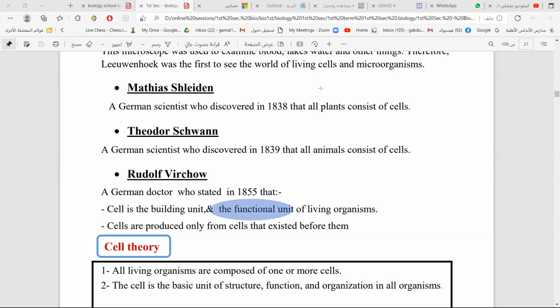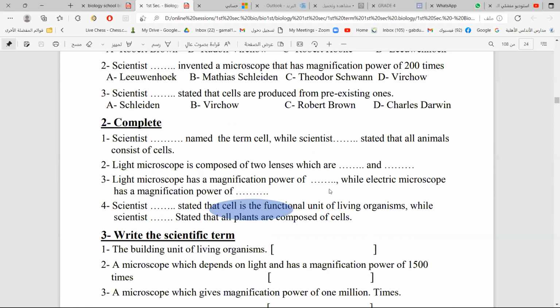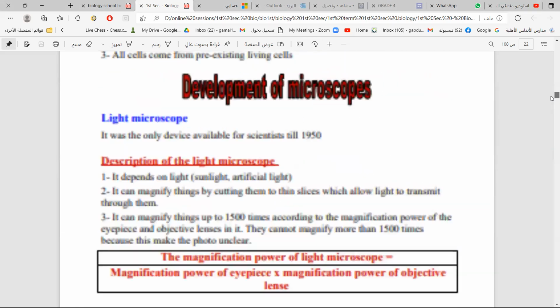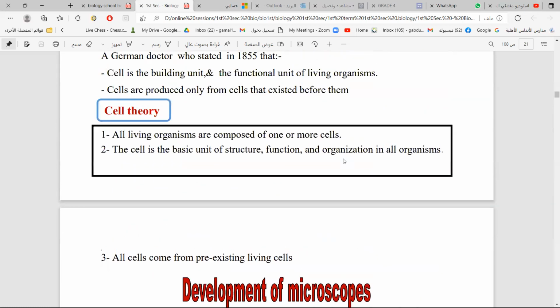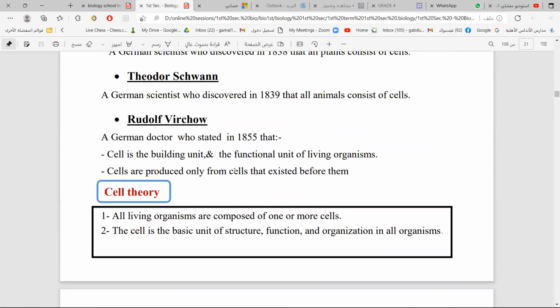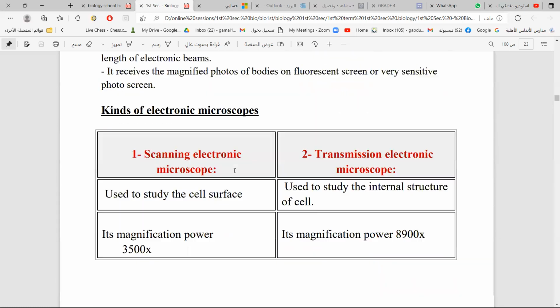Okay. The other one, he said that all animals are made of cells. Which one? Let's see. All animals are made of cells. Theodor Schwann. Very good. In the year of 1839. Okay. Next question.